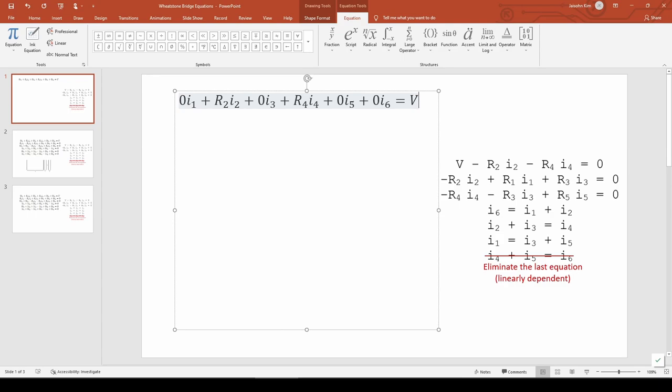Now let's do the second equation. We don't have any coefficients attached to the I4 through I6 terms. I'm going to swap the positions of the first two terms here so that the I1 term comes first.